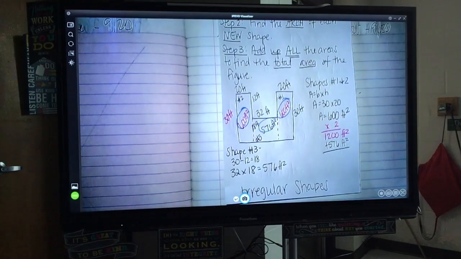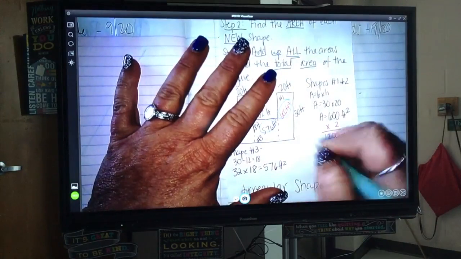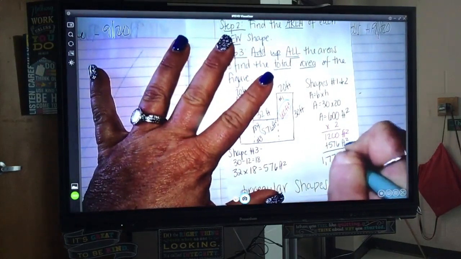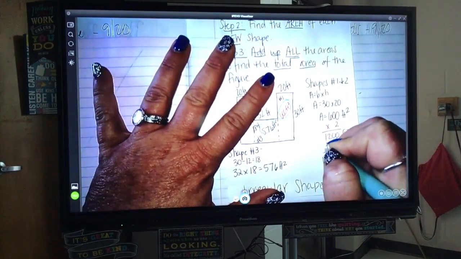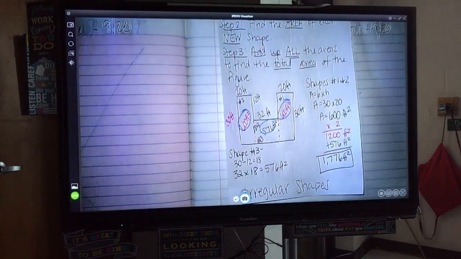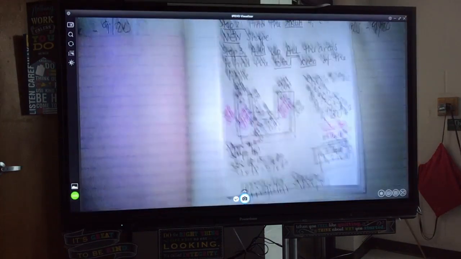Adam, what'd you come up with? I came up with 1,776. What are you missing? Oh, feet squared. Yes. All right, so that is the process for finding the area of an irregular shape.